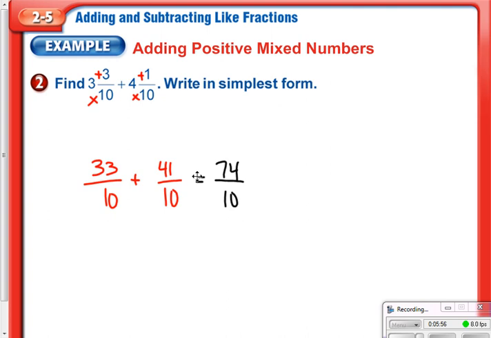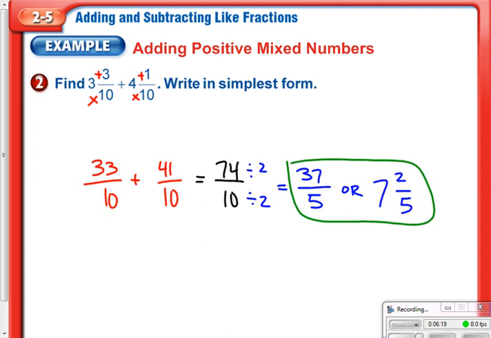On this problem again, we're able to reduce. Both numerator and denominator are even, so we know we can divide both by 2. And we would have 37/5. 37/5 would work as an answer, or again we could convert, and if you converted you would wind up with 7 2/5. Either answer is acceptable.